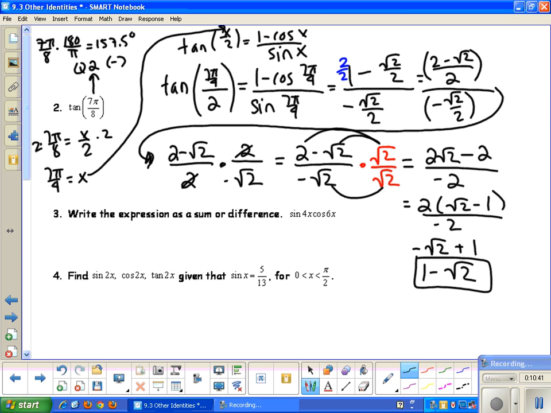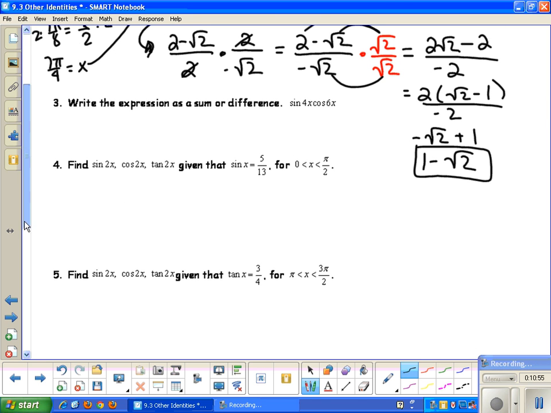An easy way that you can make sure that you're doing this correctly is to plug it into your calculator. Make sure you're in radian mode, do the tangent of 7 pi over 8, and then plug into your calculator 1 minus root 2. Do the decimals match each other? And they should. So we're going to skip number 3, and we're going to go ahead and go to number 4.